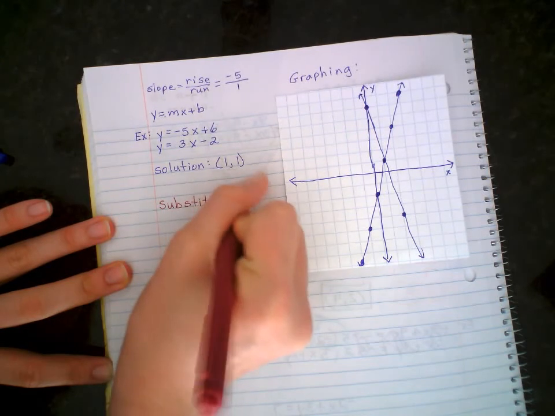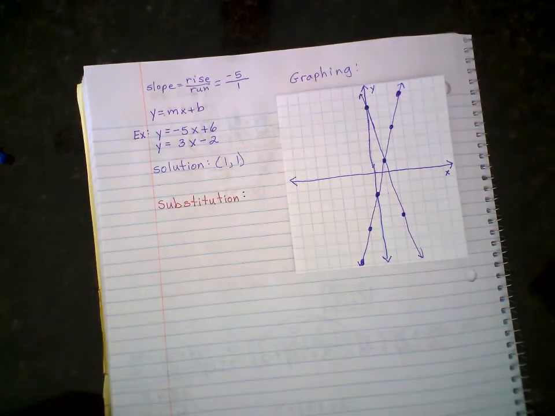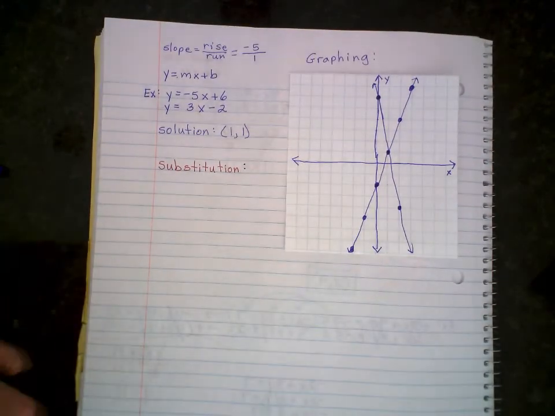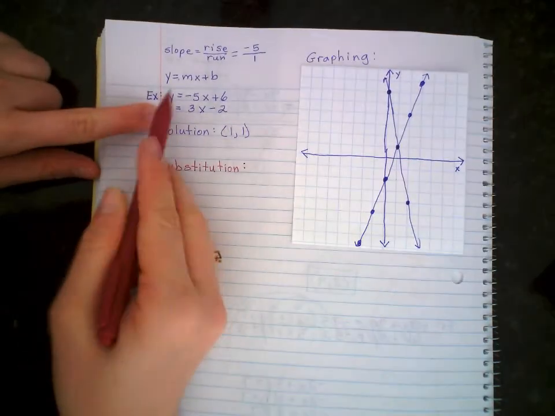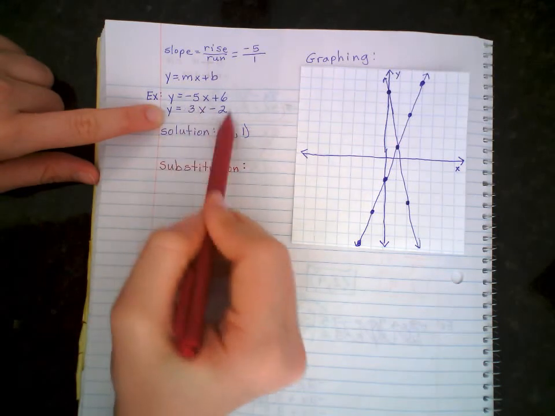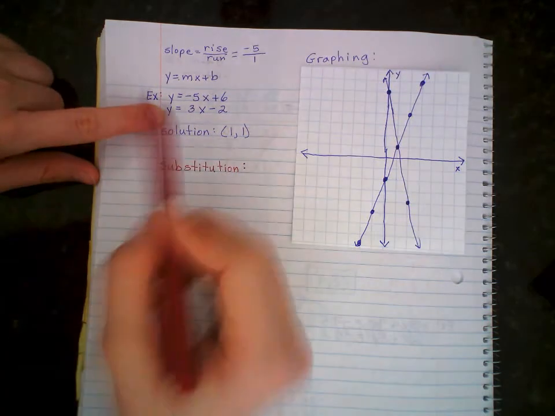Substitution. So, maybe you don't have graph paper. Maybe you personally just don't like graphing. Okay? So then you might solve it with substitution. Substitution, that's when we take one of the expressions and substitute it into the other variable.